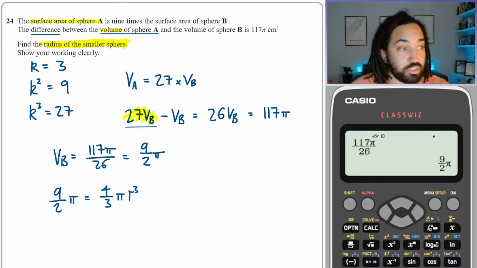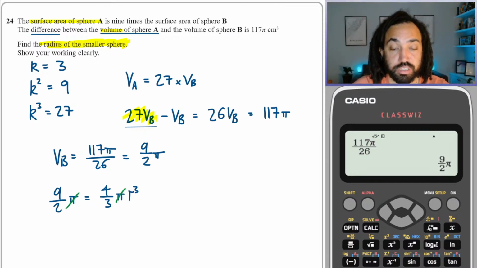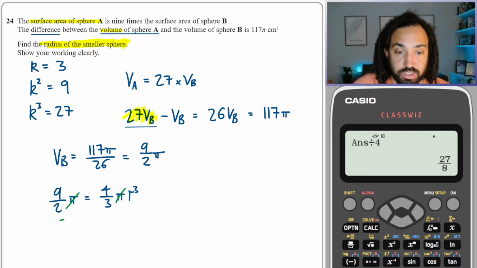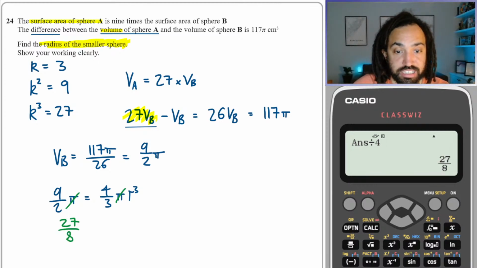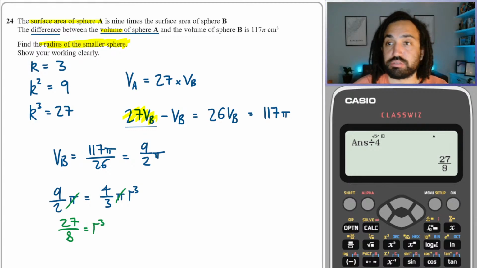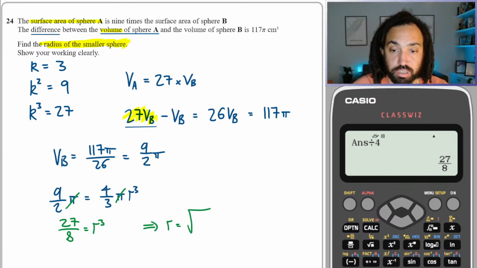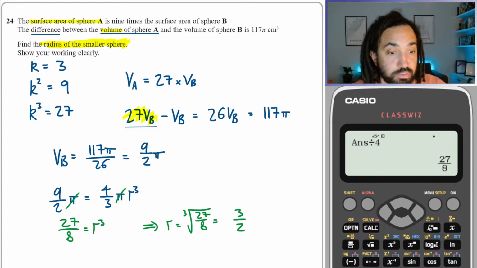Okay, first things first, we could divide through by pi on both sides. We don't need that. And then we could take this 9 over 2, and we can multiply both sides by 3, and then divide both sides by 4. So this gives me 27 over 8 is equal to r cubed. And then from there we can take the cube root of both sides, which is going to give me 3 over 2. So that's the radius of the small one.